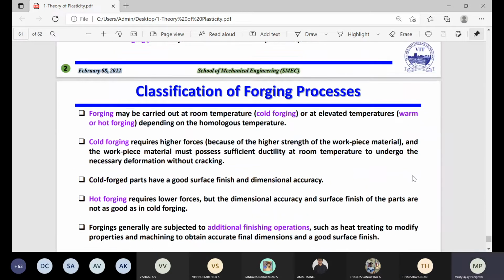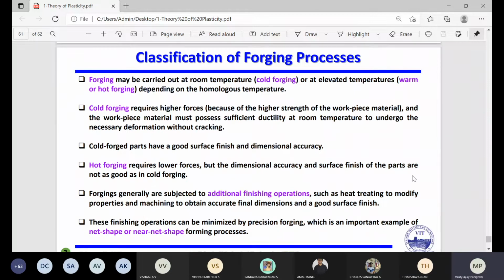So the next one we have is the classification. One classification I told you previously is hammering and pressing. The second one, if you remember, we have talked about hot working, cold working, and warm working. Based on the temperature, forging may be carried out at room temperature, known as cold forging, or at elevated temperature, known as warm or hot forging, depending upon the homologous temperature.